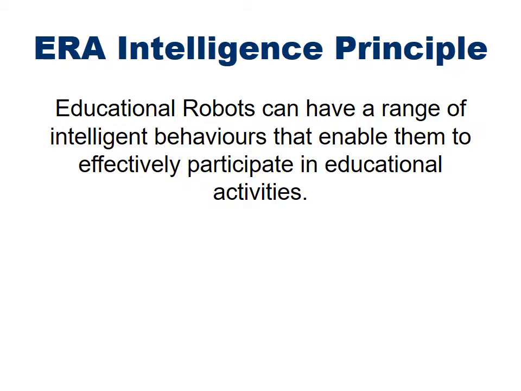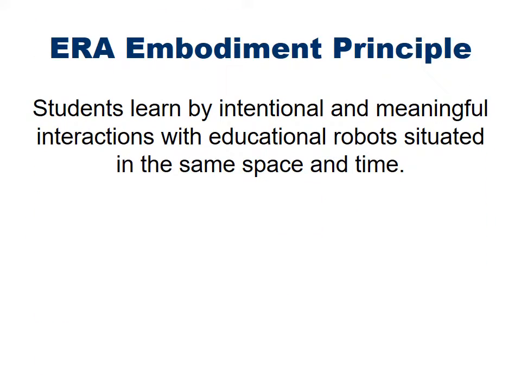The intelligence principle states educational robots can have a range of intelligent behaviours that enable them to effectively participate in educational activities. It can have a rudimentary intelligence for one activity and a complex intelligence for another. The embodiment principle states students learn by intentional and meaningful interactions with educational robots situated in the same space and time. This means we're talking about physical and not virtual robots. Now, I'm sure many of you disagree with this statement, so let's look at it in a bit more detail.